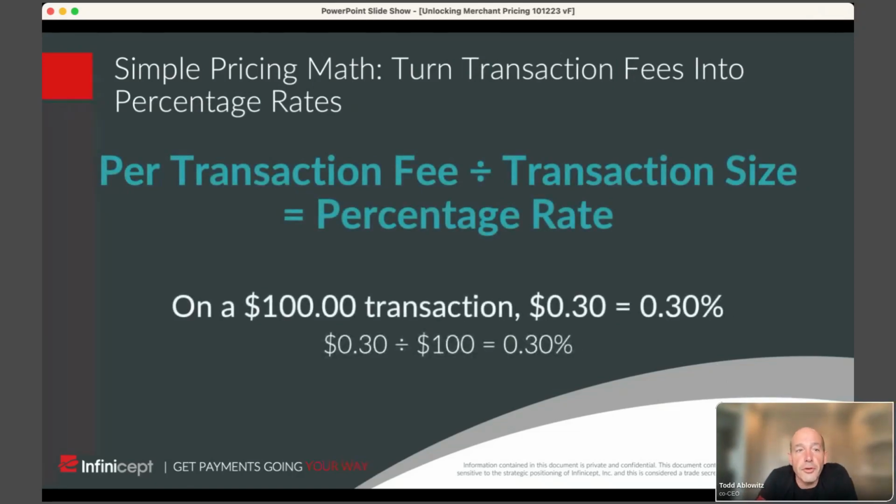Okay, now let's go the other direction. So you've got a $100 transaction and it costs 30 cents. Well, what percent is that? You take the per transaction fee, 30 cents, divided by the transaction size, $100, and it comes to 0.3%. It's really easy on $100 because the basis points can go right over to cents. But on other average tickets, you have to do the math. You can't just guess it.